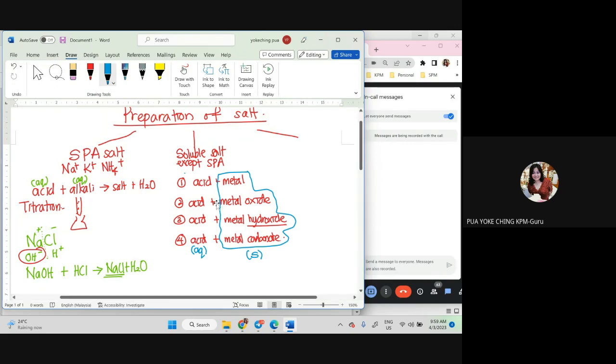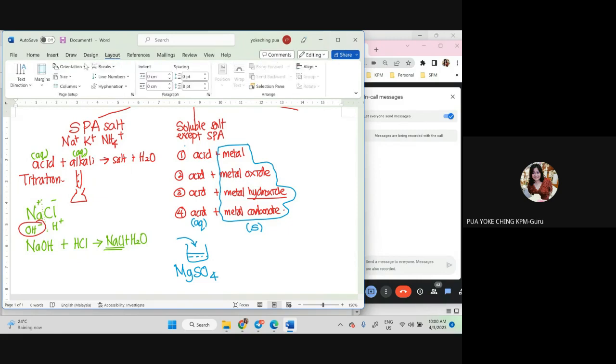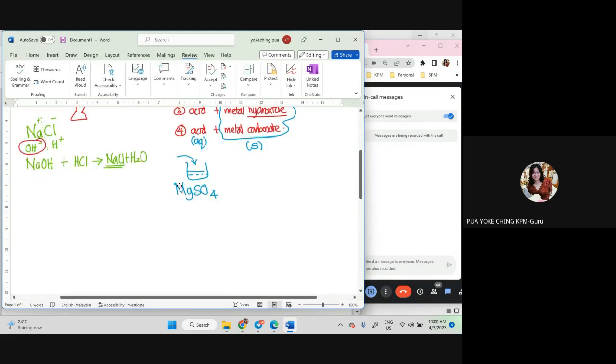So this method does not use titration. The method is simple: use a beaker, add the acid, add the metal, metal oxide, metal hydroxide or metal carbonate in excess, then you filter. So let's say today I want to prepare MgSO4. MgSO4 is a soluble salt, and this soluble salt is not SPA.